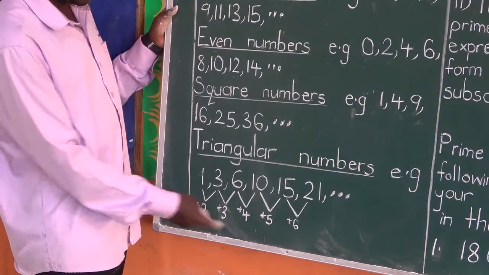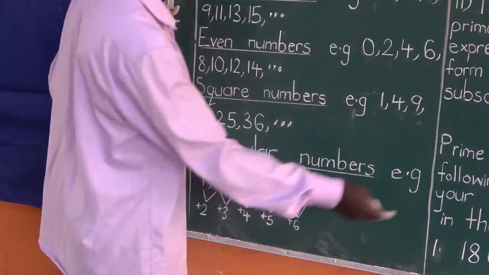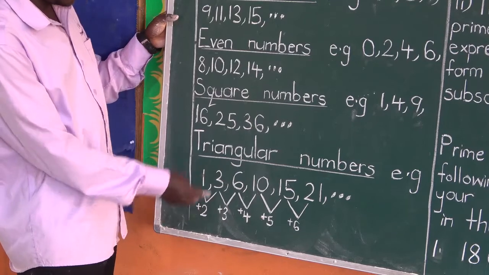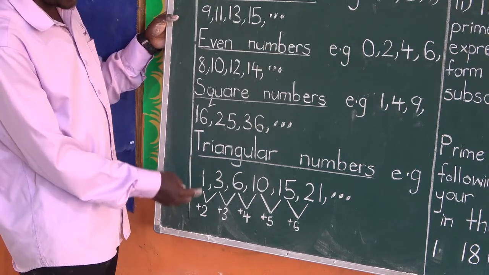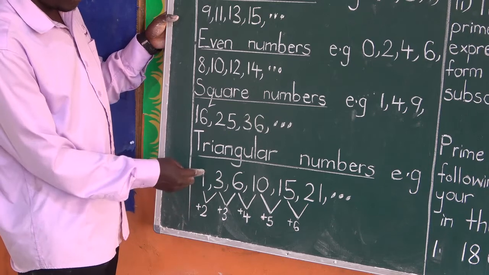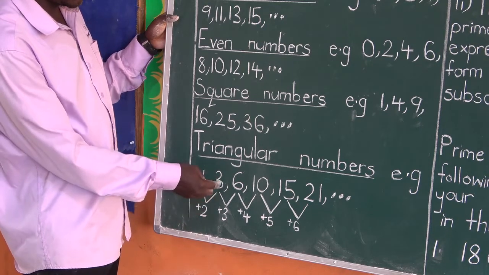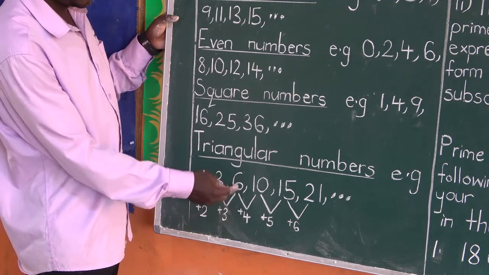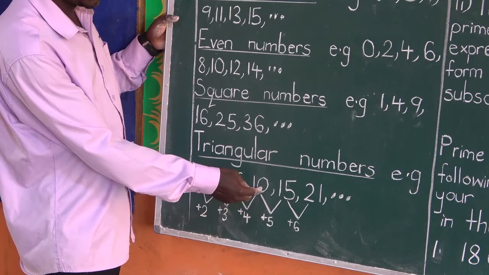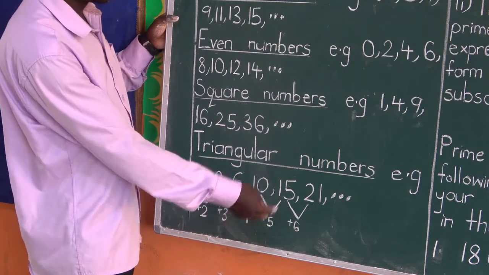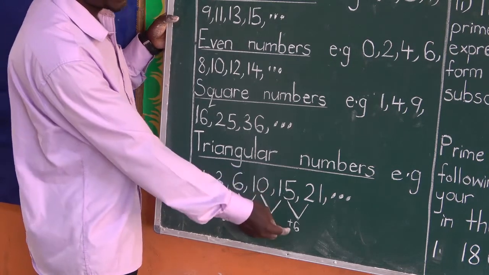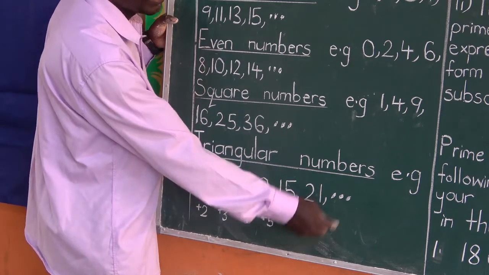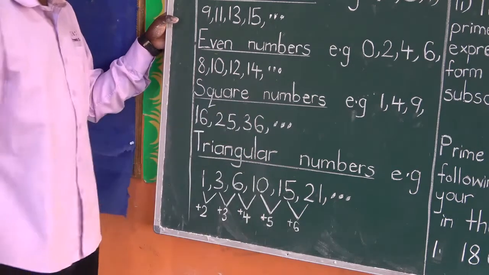We add consecutive counting numbers. So that's why we've got plus 2, plus 3, plus 4, plus 5, plus 6, plus 7, plus 8, plus 9. You go on adding like that. So 1 plus 2, you get 3. 3 plus 3, you get 6. 6 plus 4, you get 10. 10 plus 5, you get 15. 15 plus 6, you get 21. 21 plus 7, you get 28. So you go on adding the next counting number.